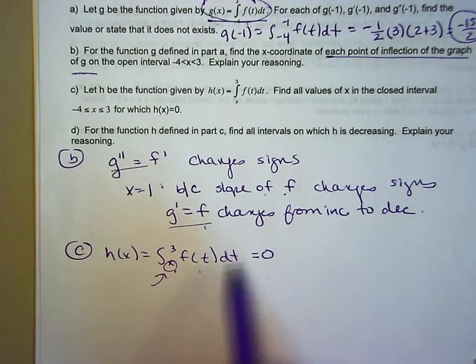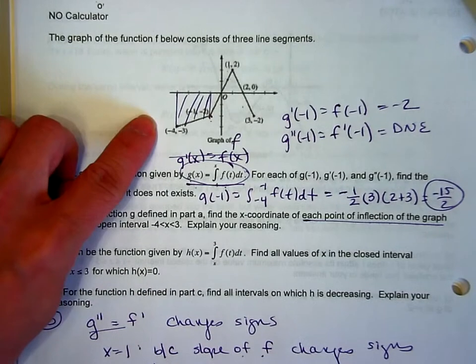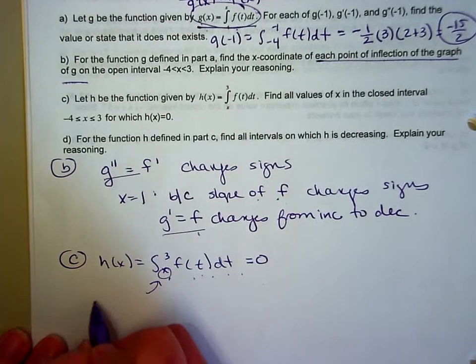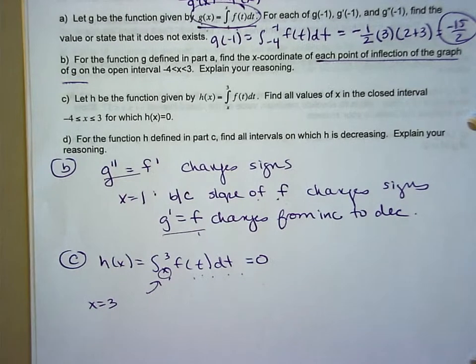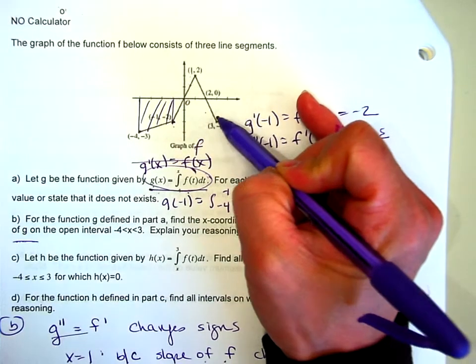If this integral is going to be 0, really what you're looking for is where you have the same area portion above the x-axis and below the x-axis. Okay? First of all, one value that I can come up with really easily should be x equals 3, because anytime the bounds are the same, it's 0. Now let's look at this graph here. So the only point I'm going to is x equals 3, which is right here.